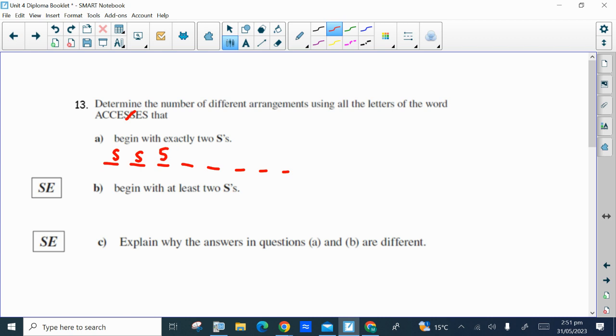So now we have 5 letters left, and they could be arranged in 5 factorial ways. However, there's some repetition involved here. There are 2 C's and 2 E's that are left. So we're going to have to multiply by 2 factorial and 2 factorial. Our final answer will be 5 times 5 factorial over 2 factorial, 2 factorial. Because there are 2 C's and 2 E's left to arrange. So there's our repetition part.